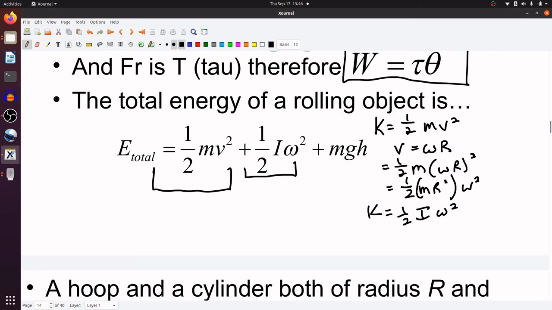So this is your translational energy, meaning the energy of it moving forward and backwards, and this is the rotational energy. And then in some cases you also need to know the gravitational energy. So now an object can have up to 3 different energies: translational 1/2 mv squared, rotational 1/2 I omega squared, and gravitational mgh. And remember, it can only have rotational energy if it's actually rotating.